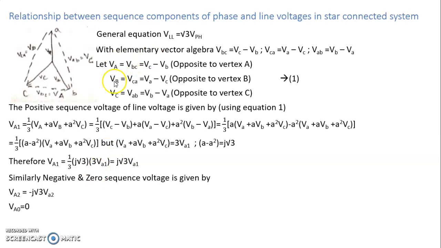We got the value of VA, VB, VC. This we are substituting in the positive sequence voltage, that is VA1 is equal to, we have a formula 1 by 3 (VA + aVB + a²VC). VA, VB, VC values I have substituted: for VA we have VC minus VB, for VB we have VA minus VC, for VC we have VB minus VA.